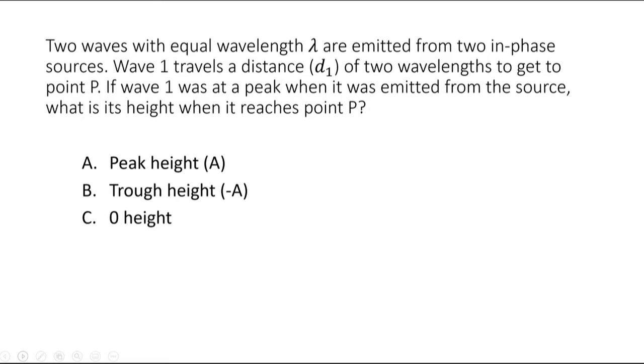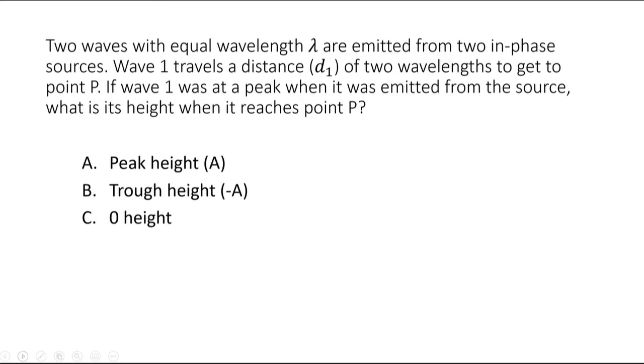Let's do another practice problem here. So we have two waves with equal wavelength lambda that are emitted from two in-phase sources. So that means that both waves are going to be emitted at peaks at the same time, and both are going to be emitted at troughs at the same time. All right, so first of all, let's just think about wave 1, which is emitted from source number 1. So wave 1 travels a distance d1 of 2 wavelengths to get to some point of interest P.